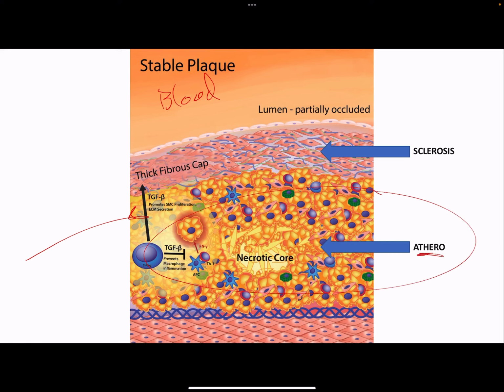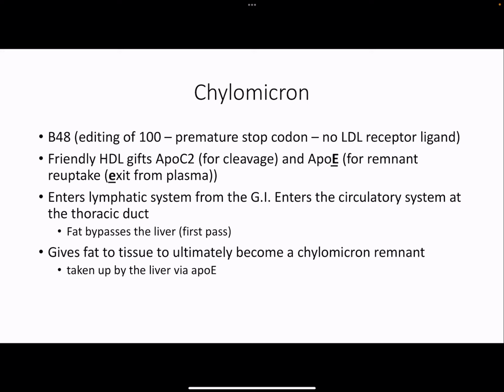So this is the athero. This is all the fat. These are all the foam cells that ate too much of the cholesterol. And then to protect this, the body has muscle cells and fibroblasts start laying down this layer. So this is the sclerosis. This is the athero. All right, a little bit of a review.